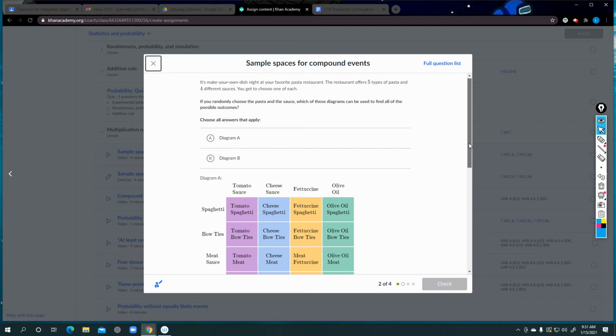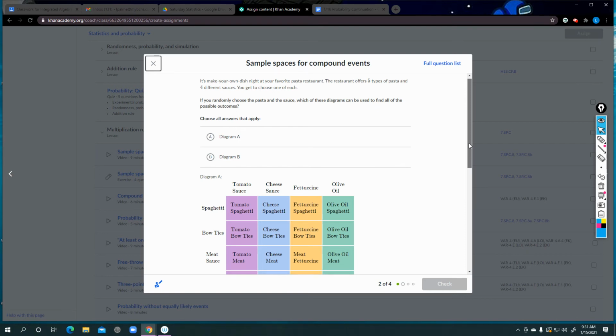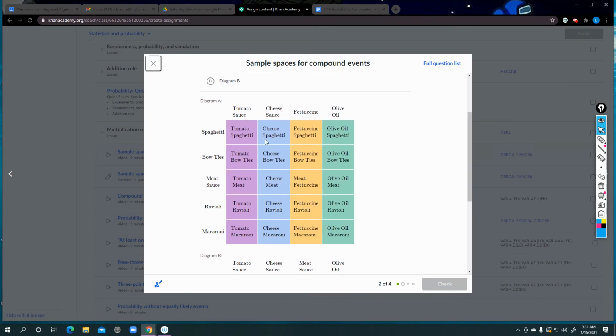So if you randomly chose the pasta and sauce, which of these diagrams can be used to find all of the possible outcomes? In diagram A, notice that we have spaghetti and tomato sauce, spaghetti and cheese, spaghetti and fettuccine, spaghetti and olive oil. We have bow ties and tomato. Each one of these columns is tomato, cheese, fettuccine, olive oil, and then according to our types of pasta, we have each one there. Oh, but wait a second.